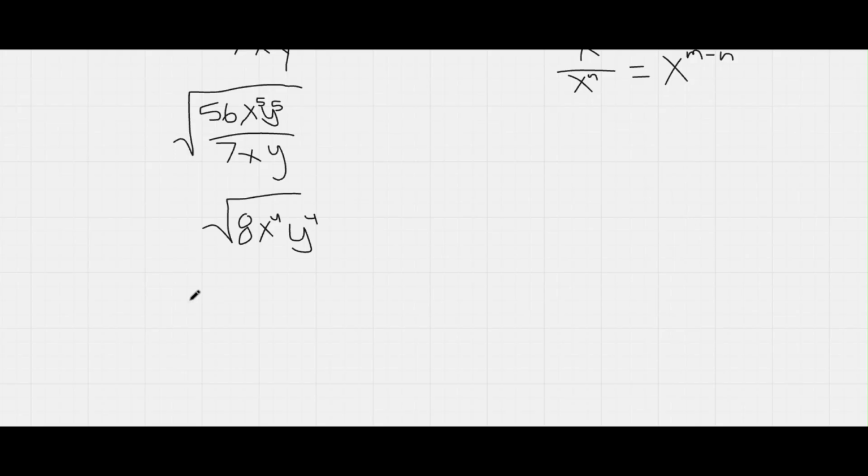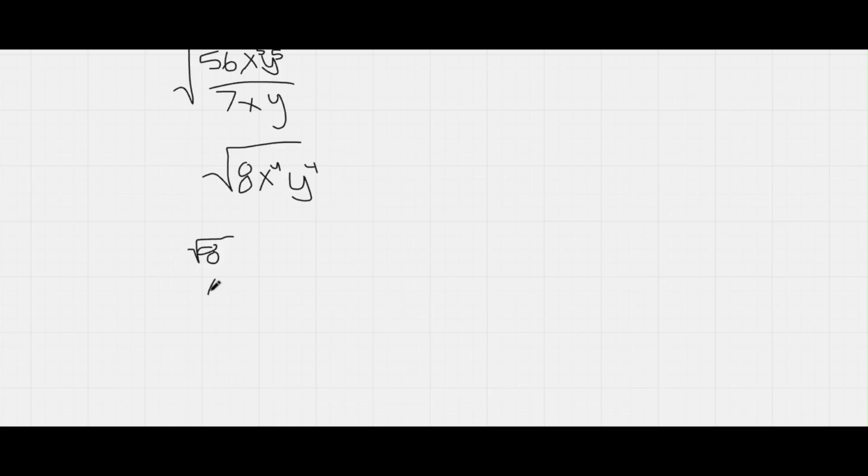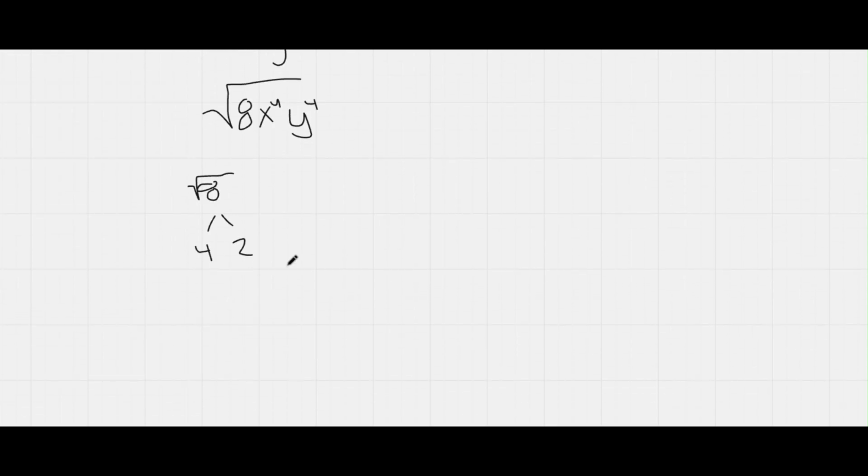Square root of 8 is equal to, I'm going to make a factor tree. I'm going to look to factor out a perfect square. So 4 is a perfect square: 4 times 2. So the square root of 8 can be rewritten as the square root of 4 times the square root of 2. We're going to bring everything else down, times x to the fourth power times y to the fourth power.